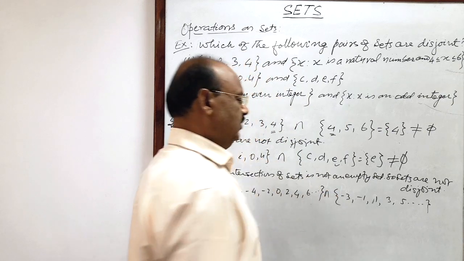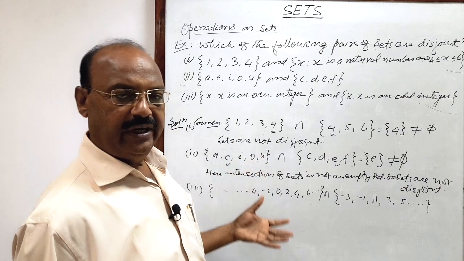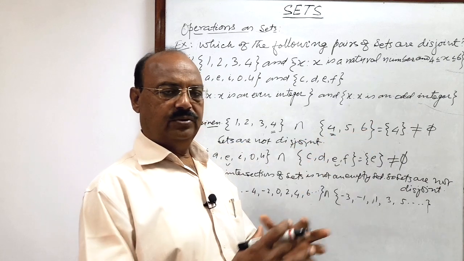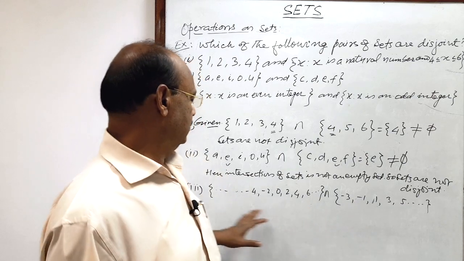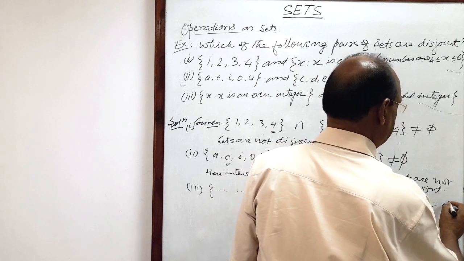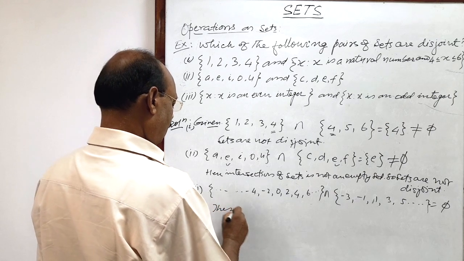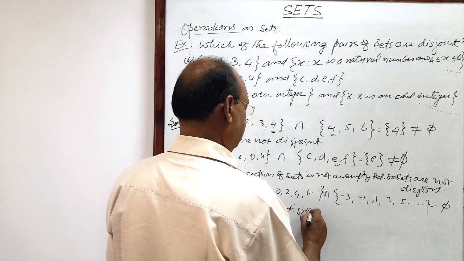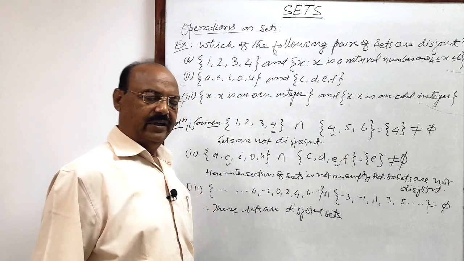The intersection of these two sets will be a null set, because there is no integer which is even as well as odd. These two kinds of integers, even and odd, are separate and distinct. So there is no element common in these two sets. The intersection of these two sets is a null set, and therefore these sets are disjoint sets.